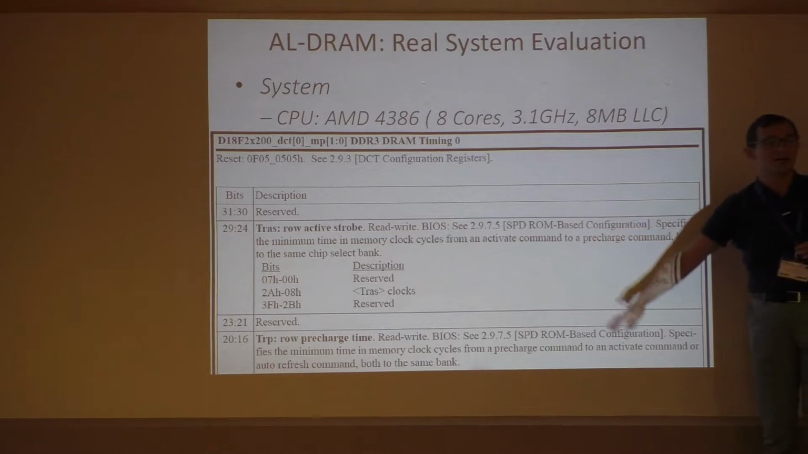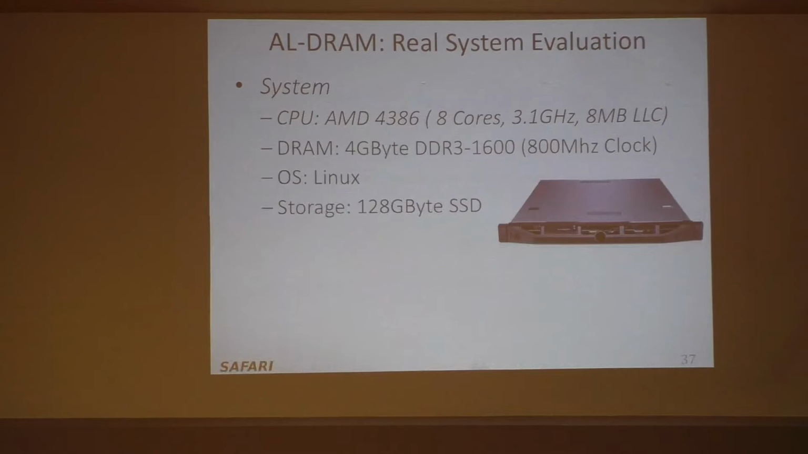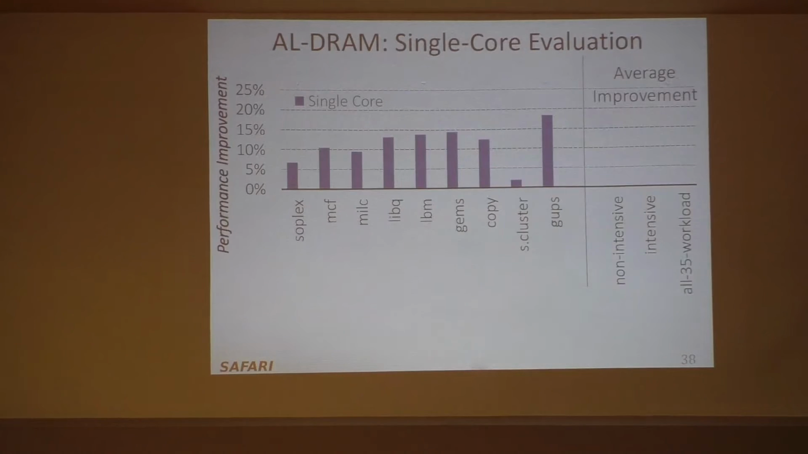If you go through the BIOS specification, it says that you can change some of the latencies, like the row activation and precharge times. So we did exactly that. We knew what parameters were reliable for a chip operating below 55 degrees Celsius. We changed the parameters and ran a bunch of applications on that system, and we got pretty good results. I mean, you could get better results, but these are the results we got.